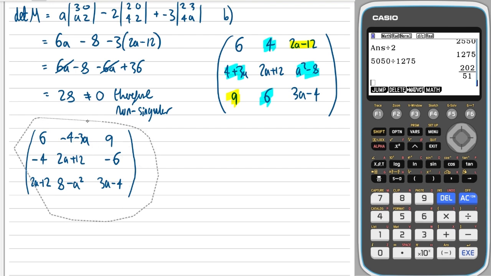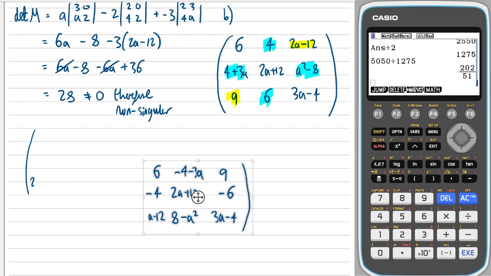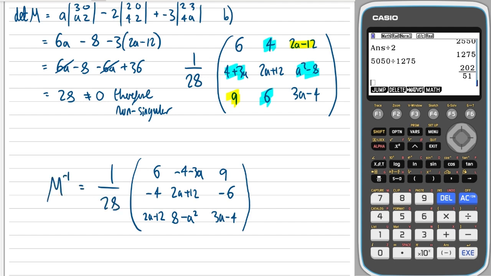And the final thing, not sure why I left it to last, but we need to multiply it by the determinant, which is 1 over 28. So multiply it by 1 over the determinant, sorry. And there we go. There we have it.